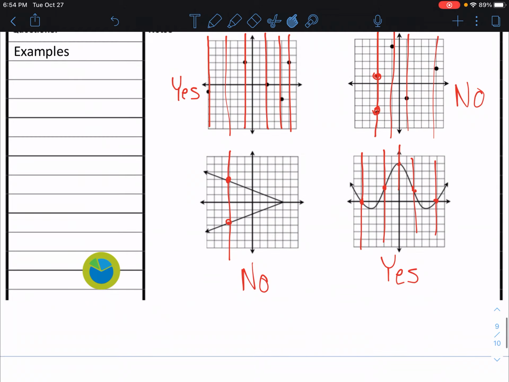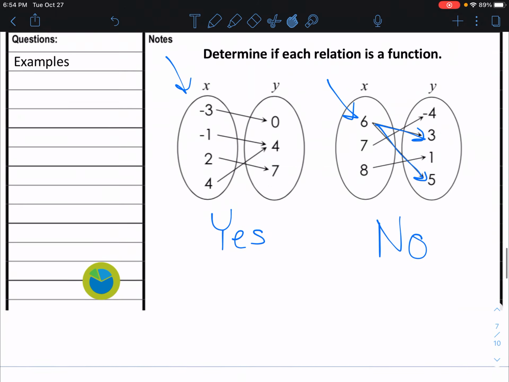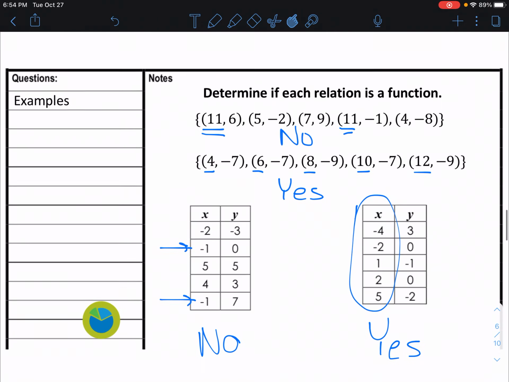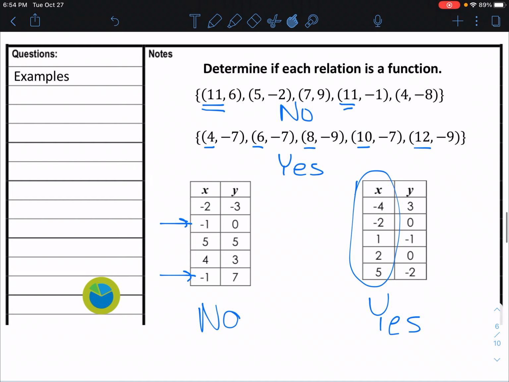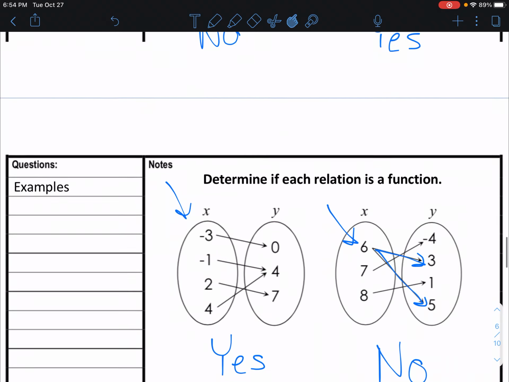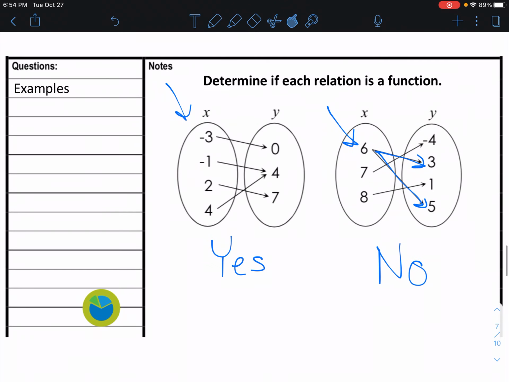Okay, so now you've got it down. If you are given a mapping diagram, the shortcut is to look to see if the x values repeat. If they do, it's not a function. And we did a couple examples. That is the case if you're given a set of ordered pairs or if it's given to you as a table. Mapping diagram, look at the x values. If there's any x value that has more than one arrow coming off of it, it's not a function.